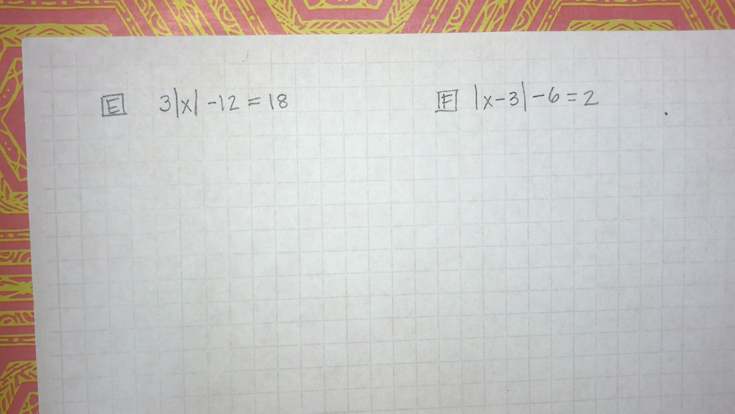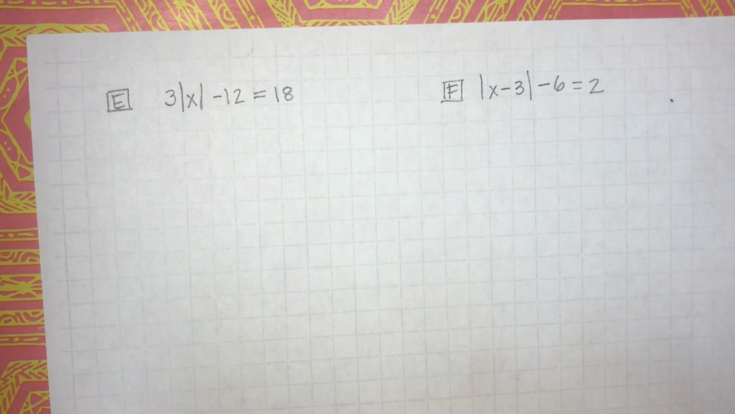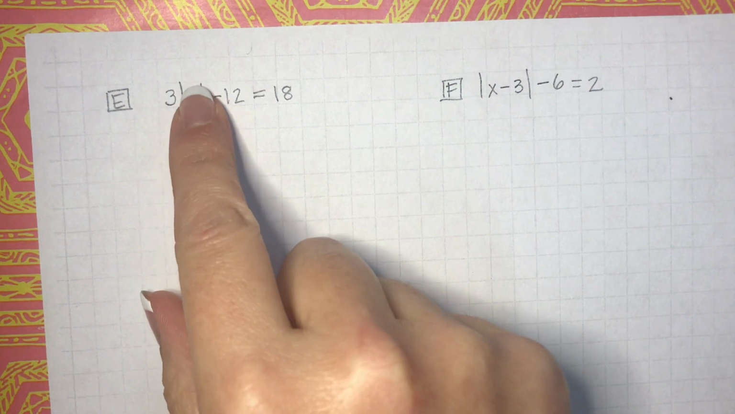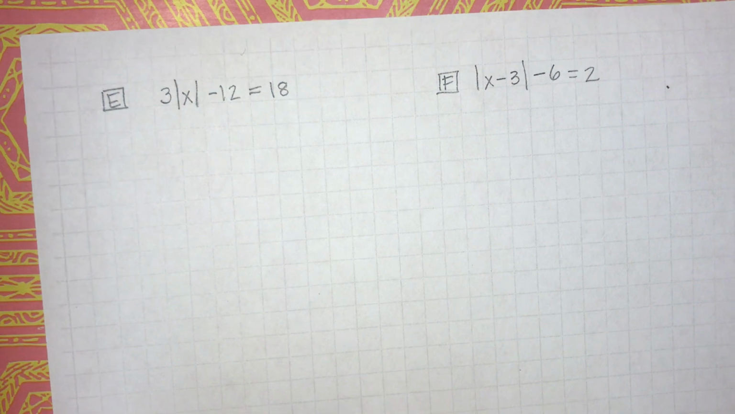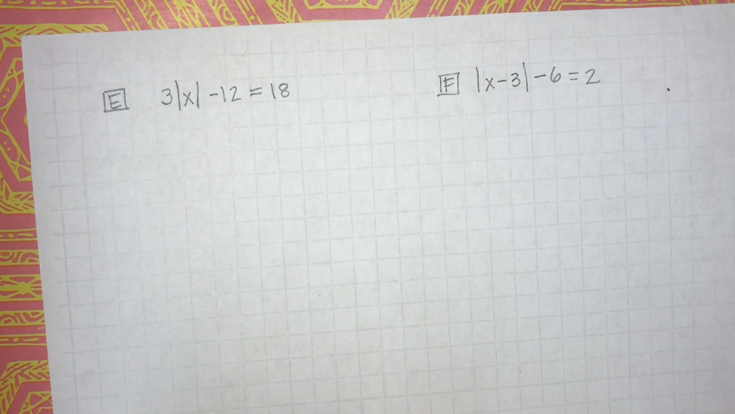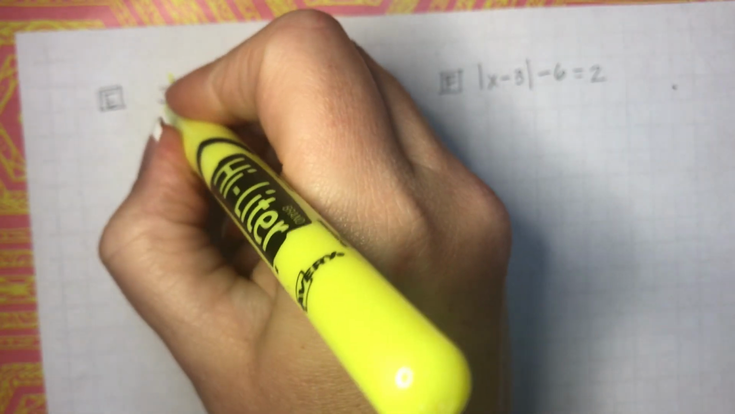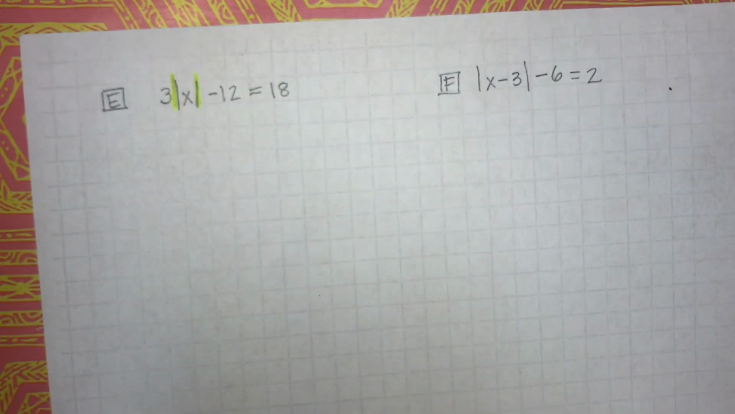Okay, we're back. Let's go ahead and discuss E. Let's see how you did. So we have 3 multiplied by the absolute value of x minus 12 equals 18. Okay? So our goal first is to isolate those absolute value symbols.